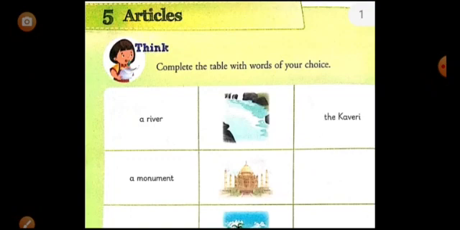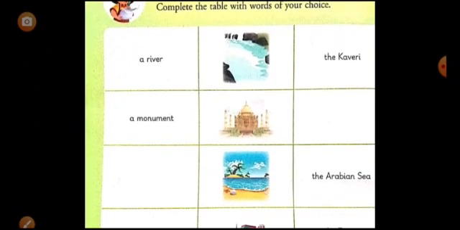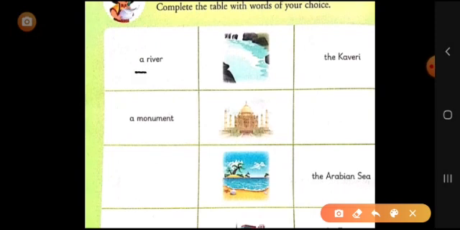Now here's a small table given and we'll complete it. Now look, there's the first figure of a river. So here it is mentioned a river. And the name of the river is Kaveri. And what is used before Kaveri? The article the. Now let's see why a and the are written for the same picture.